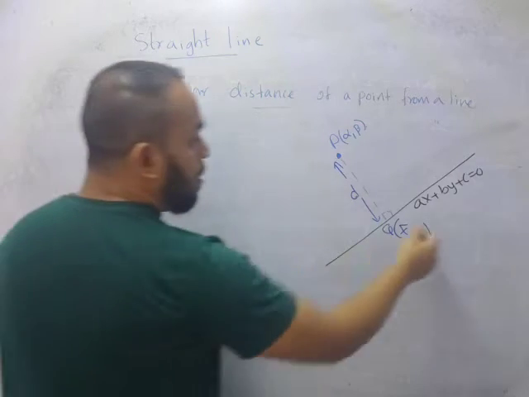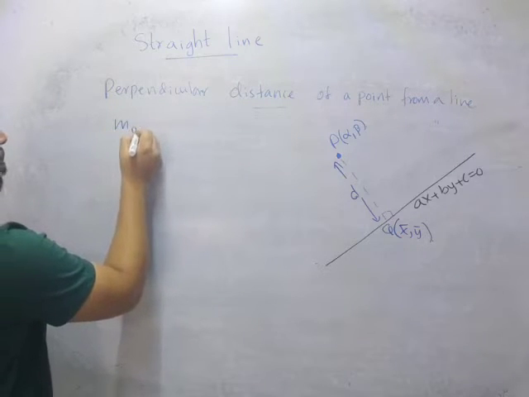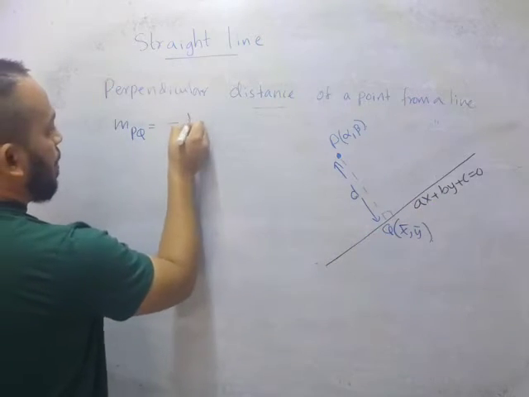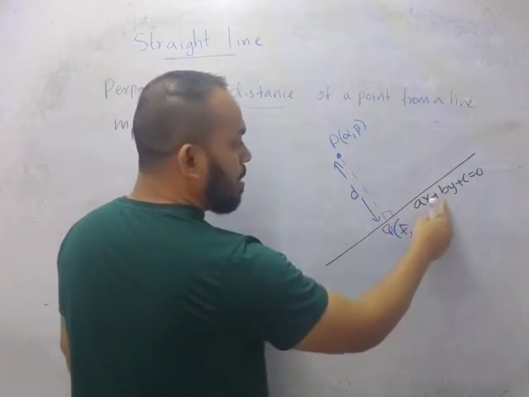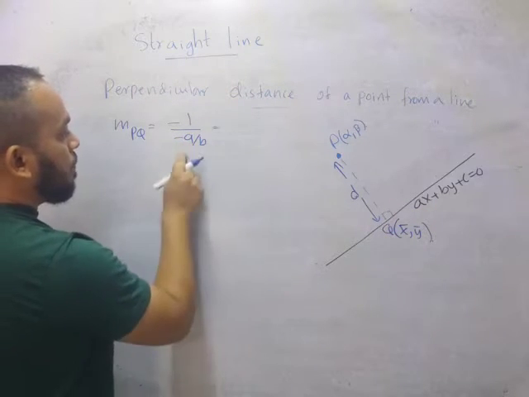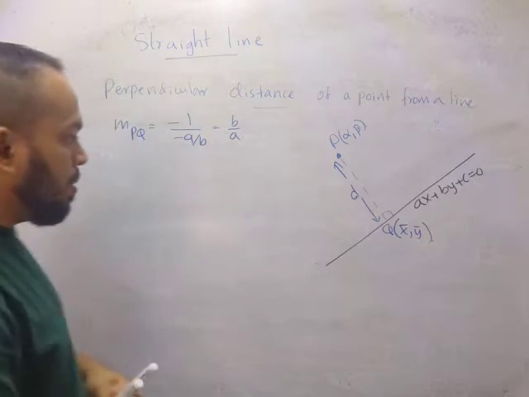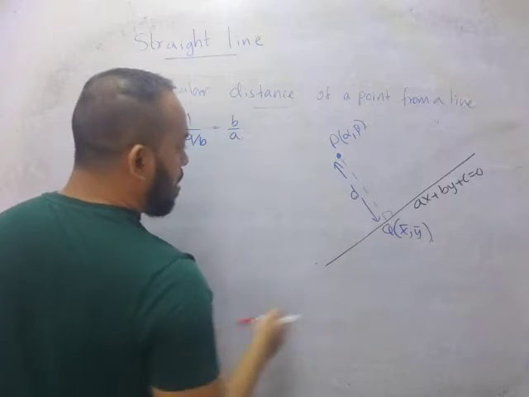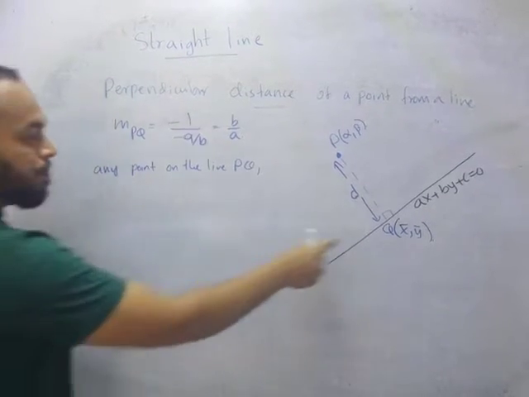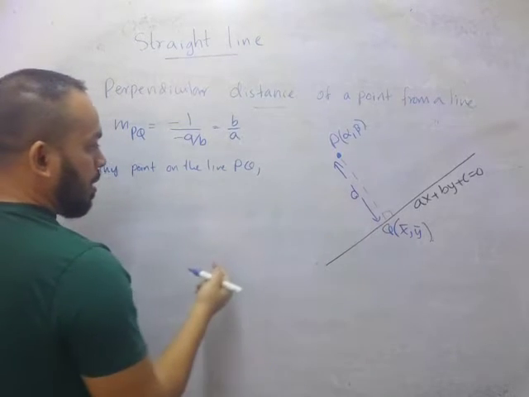So using parametric form, now we know the gradient of the line PQ must be minus 1 divided by the gradient of this line. The gradient of this line is minus A over B, so it would come up to be B divided by A. This would be the gradient. Now I can represent any point on this line PQ parametrically. Let's suppose x bar is the point that we need.